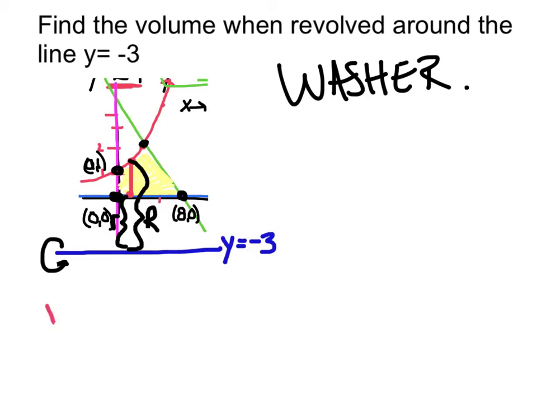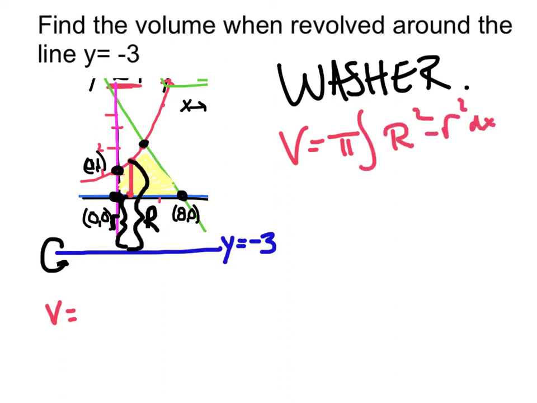All right, so I'm going to say my volume equals, because I'm a washer, let's make a little cheat sheet, pi integral of big R squared minus little r squared. So this red guy is going to go pi, and this can go from 0 to a, that we called it. Now I need big R squared minus little r squared. So I'm going to put a big bracket and then parentheses, let's get big R. I'm describing the bracket: the upper is 2 to the x, minus the lower, which is negative 3.